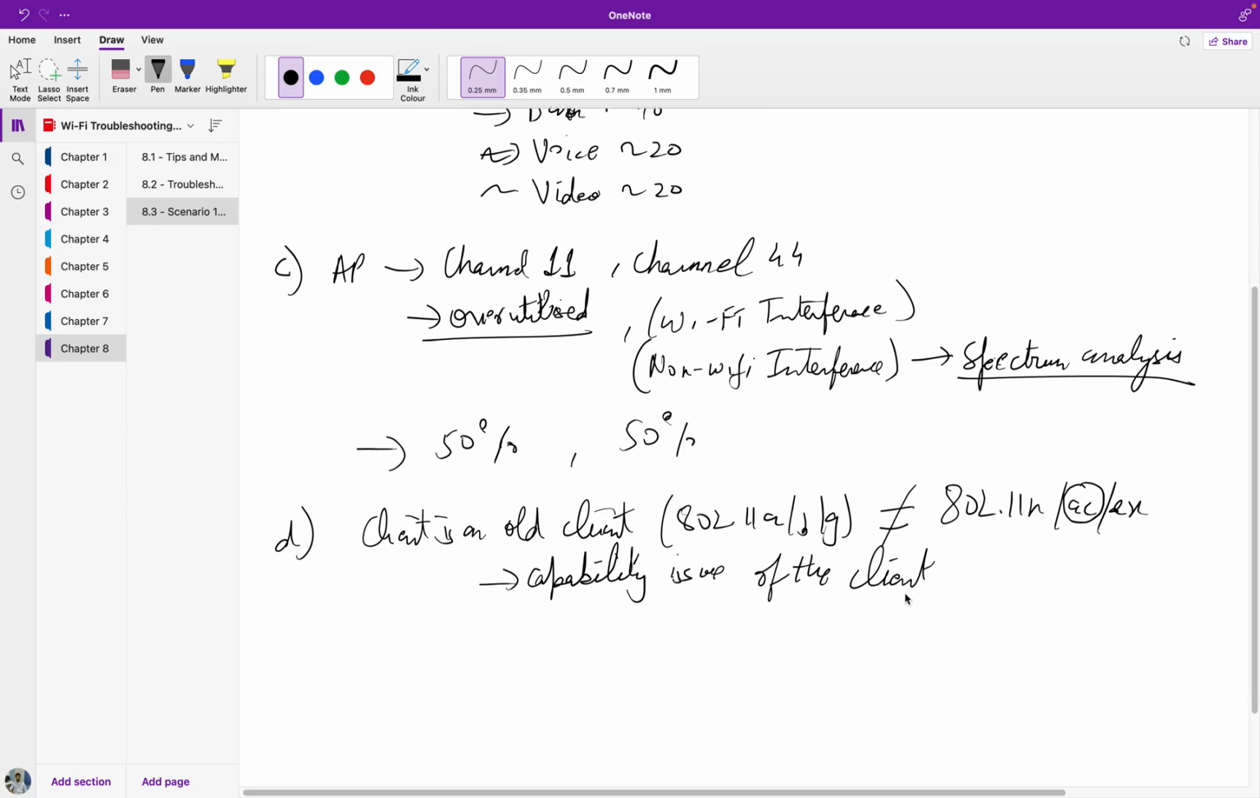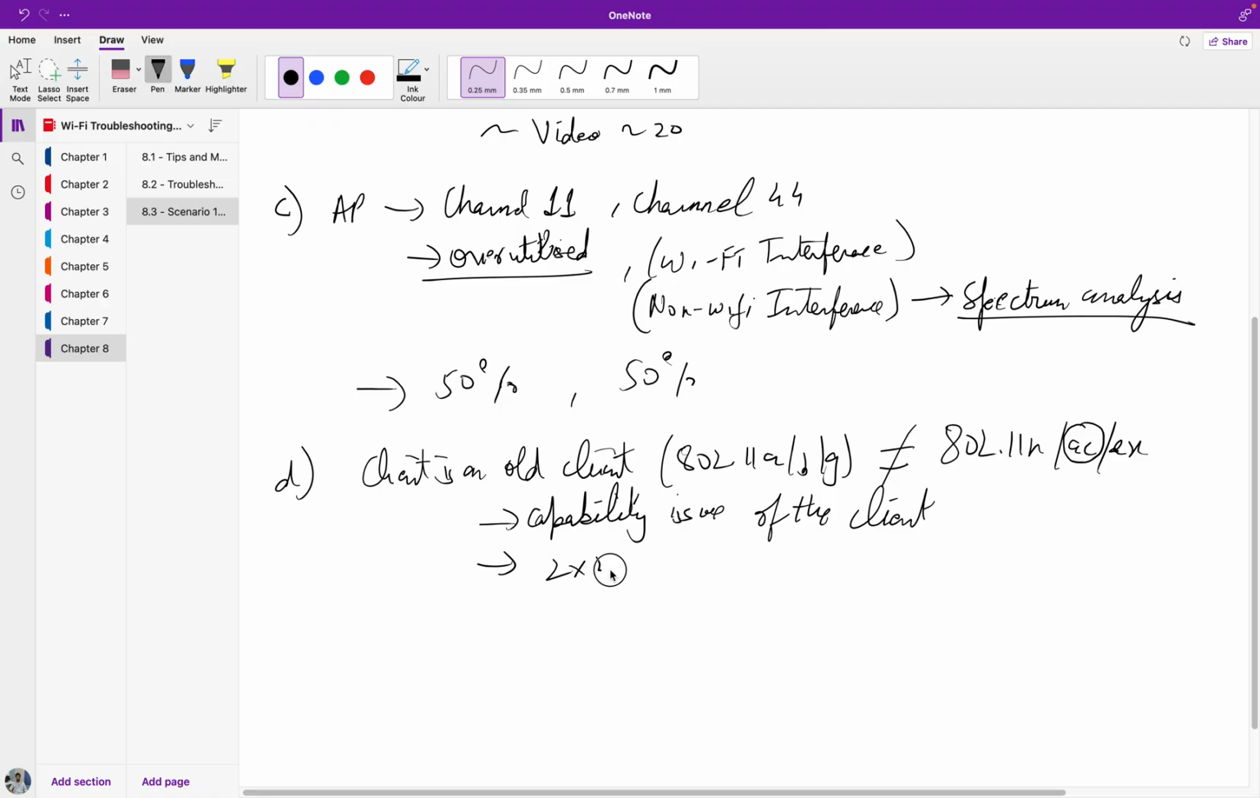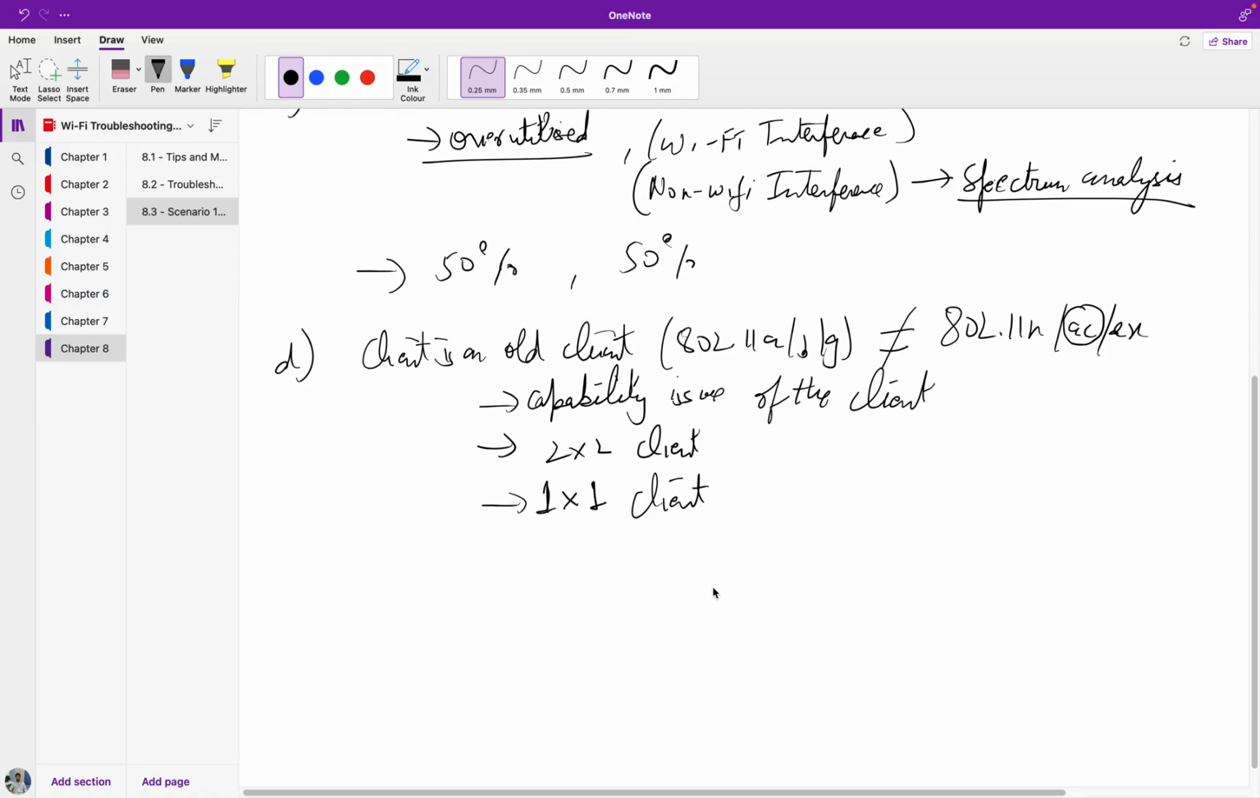The other thing is that my client is a 2x2 client, with 2 transmit and 2 receive antennas. Now the AP is 4x4, and you want the client to extract that much throughput. Or my client is 1x1, for example my mobile phones are mostly 1x1, and I'm looking to get throughput which a 3x3 or 4x4 client would get. That's something I need to be aware of, and educate the customer that your client is not capable of extracting that much from the access point. So take a look at that as well without a miss.